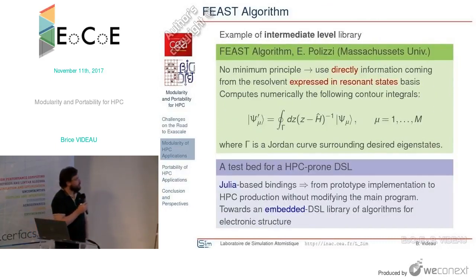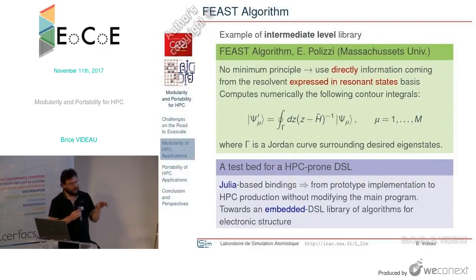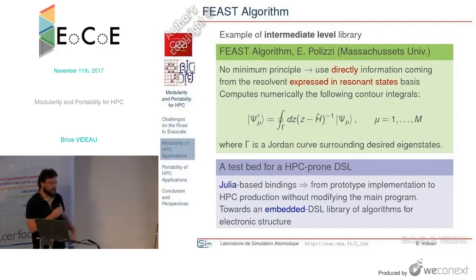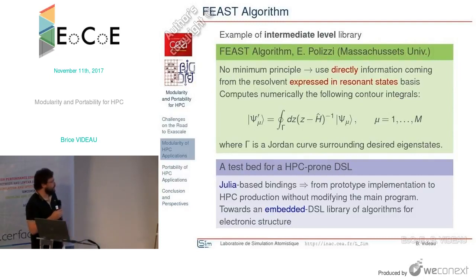We are working on algorithms which are at the intermediary level. So we're working with an American professor, Eric Polizzi, on an algorithm called FEAST. And the idea here is to provide this algorithm in the form of a library with task-based parallelism, where you can substitute the blocks which this library uses. For instance, for the Hamiltonian application, you can use the one of BigDFT now, or you can use the one your code provides.